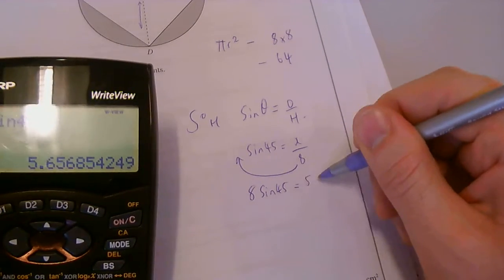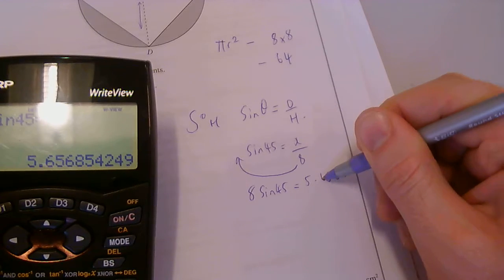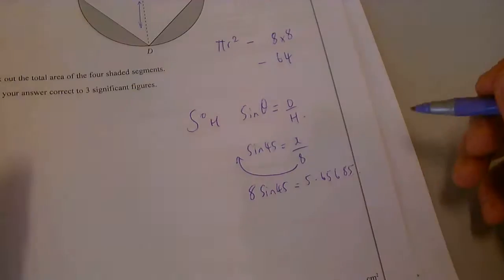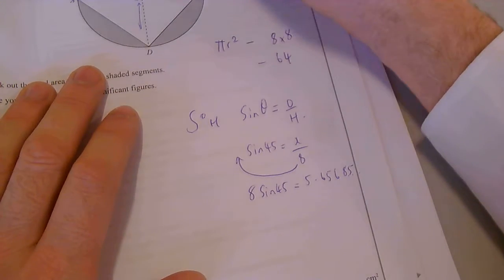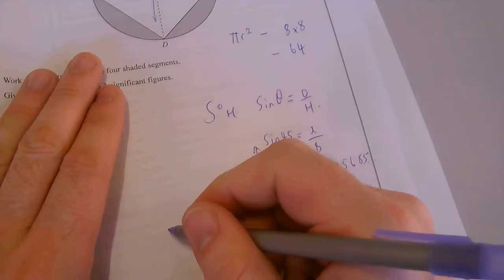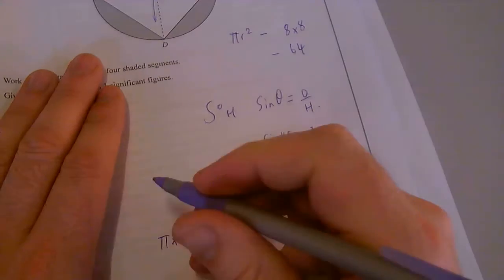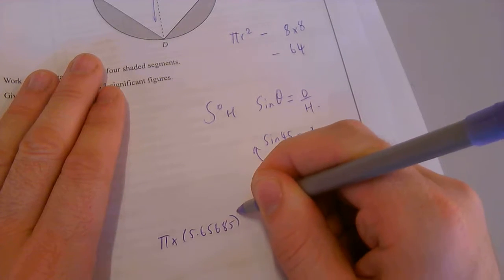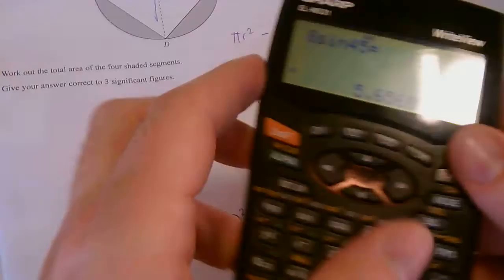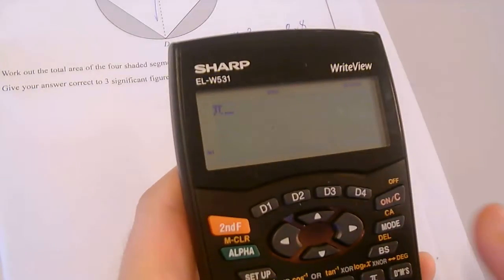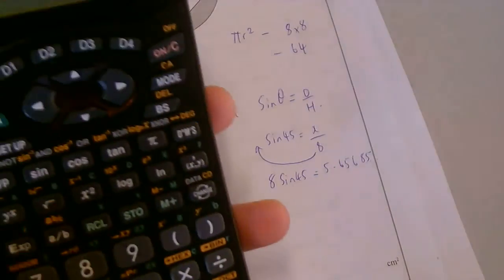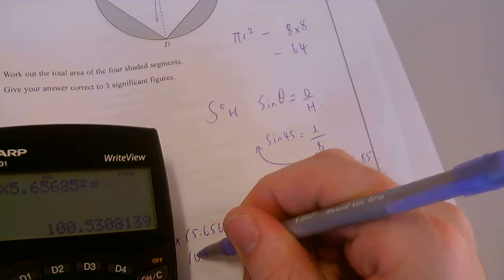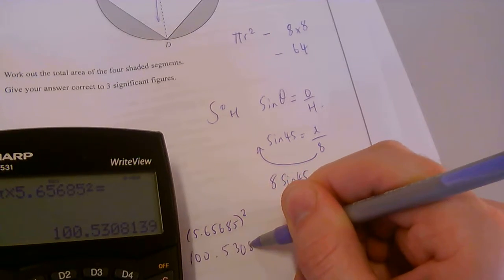So that gives me 5.6568, it keeps going, but that's what I'll write down for now. 5.65685. So that's the radius. That's this here. Okay. So pi r squared will be pi times our answer squared. So pi times 5.65685 squared. So that's the area of our circle.